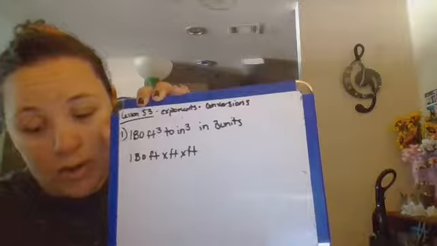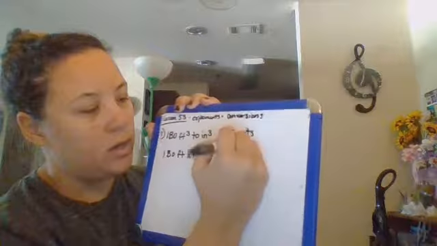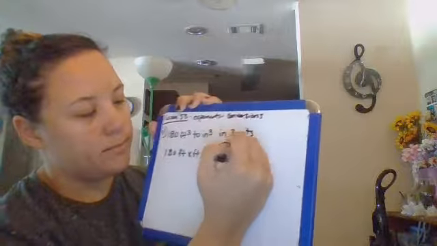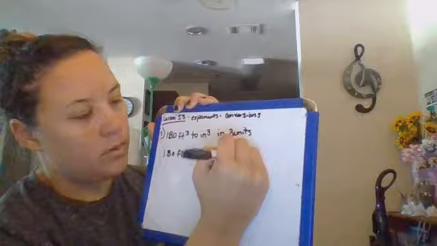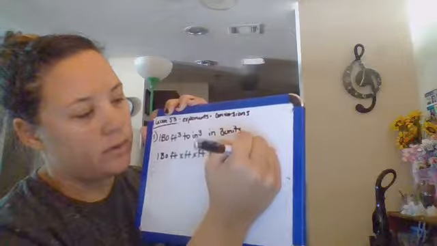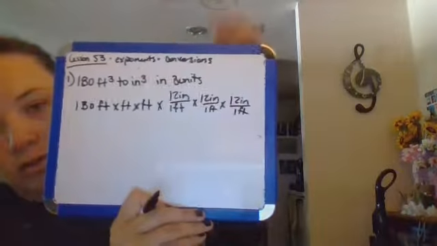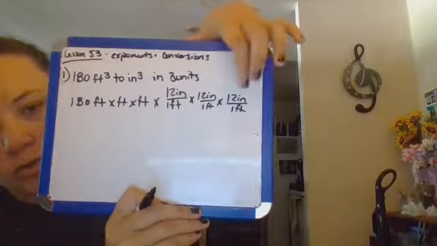We know that there are 12 inches in 1 foot. So since it's cubed, it's going to be 12 inches over 1 foot times 12 inches over 1 foot times 12 inches over 1 foot. So they want us to do it in 3 units. So those are my 3 units. 1, 2, 3.